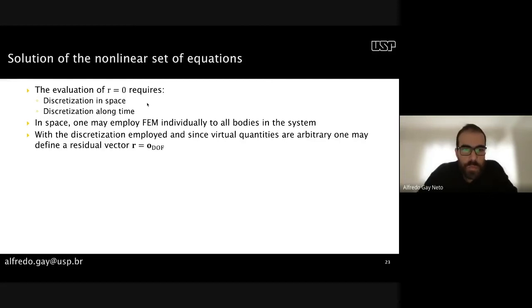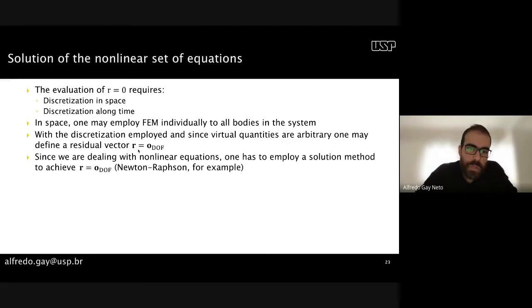Okay, so that's what we do. Usually, when you discretize in space, this initially scalar residual, you have to rewrite it as a function of the degrees of freedom of your system for arbitrary virtual quantities. So you come up with a set of equations, the number of degrees of freedom of the system, that you have to equal to zero, and in order to solve it, usually you use the Newton-Raphson method or other schemes.